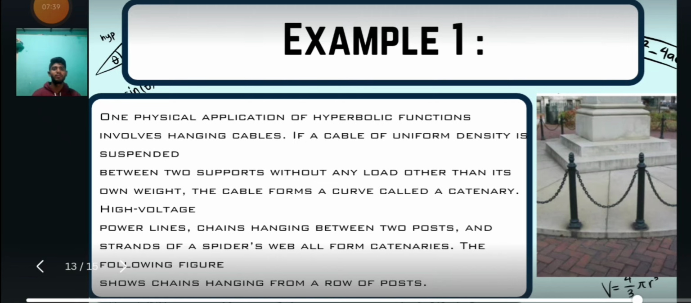Okay, one physical application of hyperbolic functions involves hanging cables. If a cable of uniform density is suspended between two supports without any load other than its own weight, the cable forms a curve called a catenary. Means the curve which is formed by the cable or a wire, or in the example you can include the chain also. Which is called a catenary. High voltage power lines, chains hanging between two posts, and strands of a spider web all form catenaries. The following figure shows chains hanging from a row of posts.